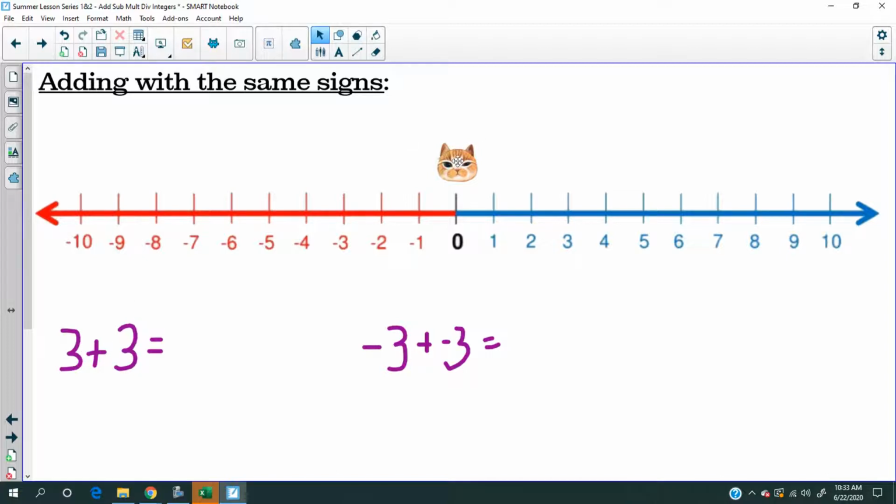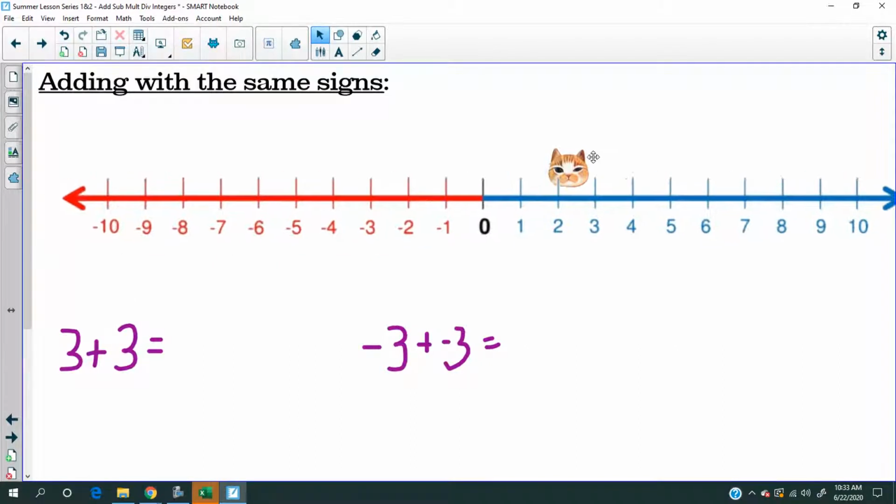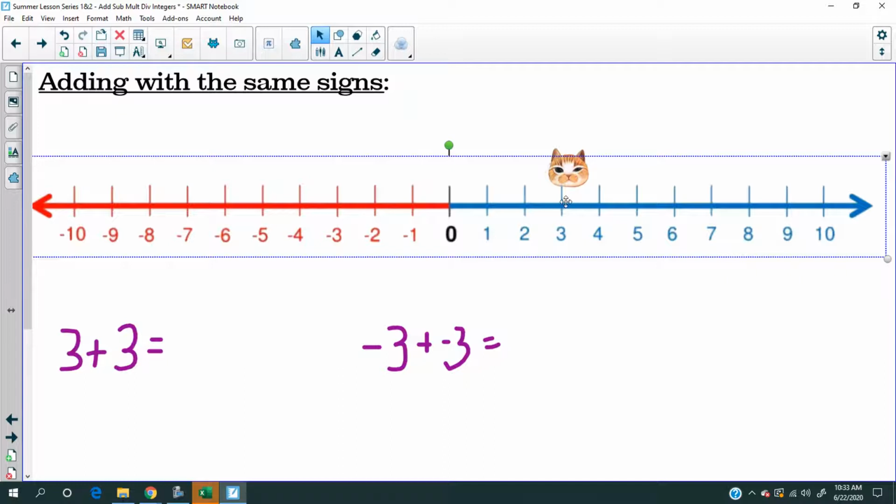I'm not here to insult your intelligence, but I want to show you what it technically looks like on a number line, right? So if you start at 3, and you add another 3, you will go 3 more to the right, right? So oops, wrong thing here.